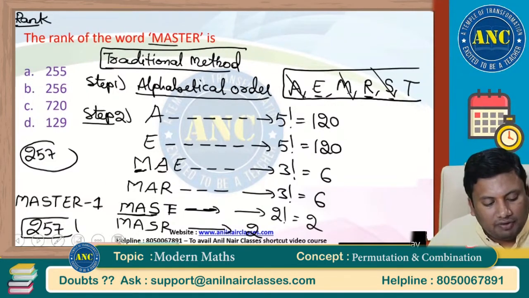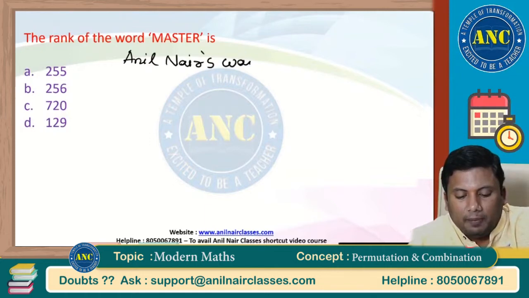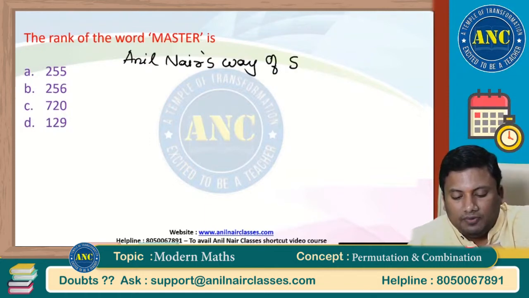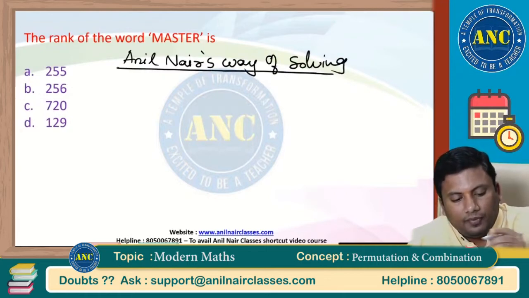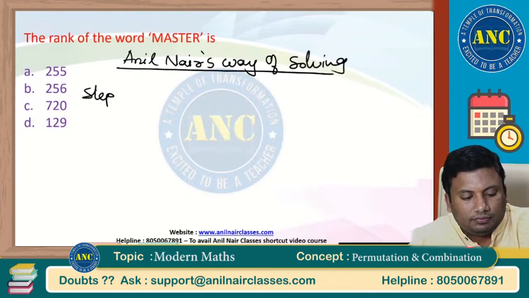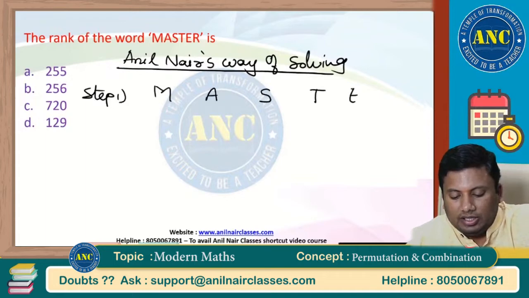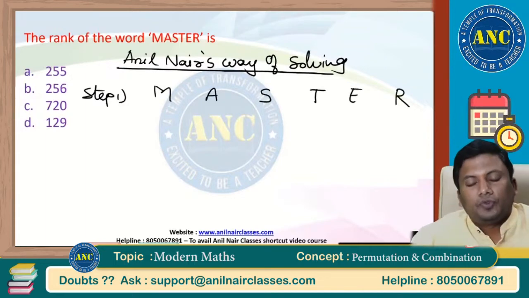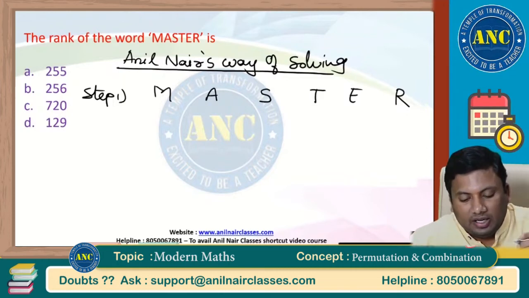Now listen carefully to Anil Nair's way of solving. Listen carefully, sir. As many questions as possible, we will solve it so that you will get the answer very, very fast. Step number 1. First, write down each letter as it is. M-A-S-T-E-R. Write down the number, alphabetical order in the sequence.